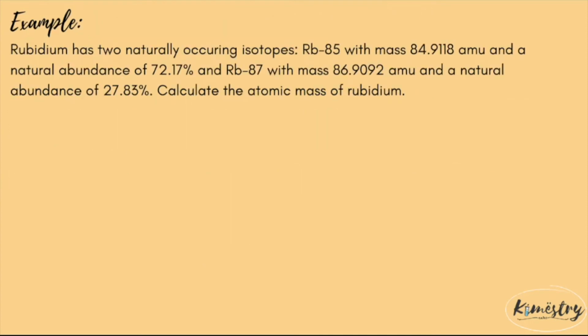Let's jump to an example. Rubidium has two naturally occurring isotopes, Rb85 with a mass of 84.9118 AMU. So AMU is atomic mass unit. It's the same thing as gram per mole. And a natural abundance of 72.17% and Rb87 with mass 86.9092 AMU and a natural abundance of 27.83%. Calculate the atomic mass of rubidium.